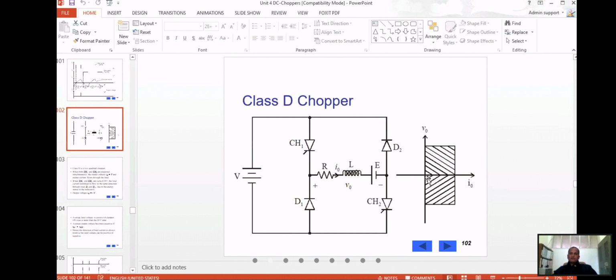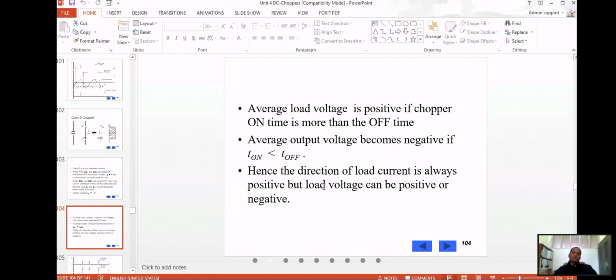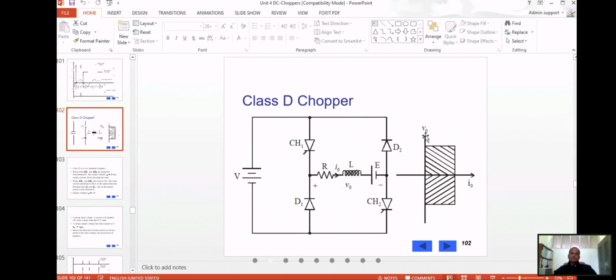But if it is in the second quadrant, it can be positive or negative. This current is negative on this side, and this is a positive current. So if you see here, the direction of the load current will always be positive, but the load voltage can be positive or it can be negative. If you see, the voltage is positive as well as negative. So the load voltage can be positive or negative, and it depends on the turning on period of the SCR.